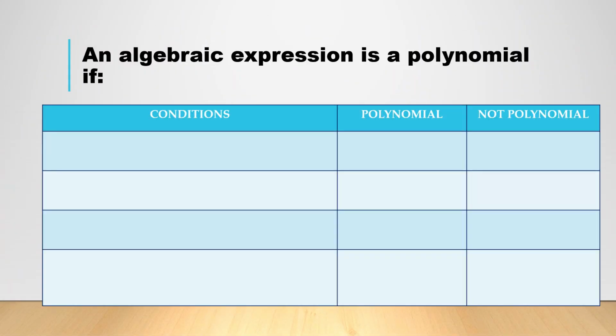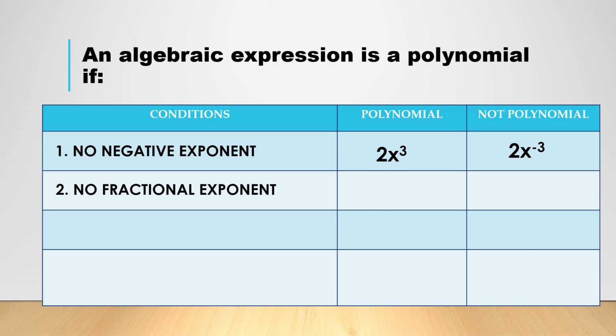Since a polynomial is an algebraic expression, it is important to know how to tell if an algebraic expression is a polynomial or not. An algebraic expression is a polynomial if it satisfies the following conditions. First condition is non-negative exponent on your variable. So if you have 2x raised to 3, this is an example of polynomial, whereas 2x raised to negative 3 is not a polynomial. The reason is because you have a negative exponent which is negative 3.